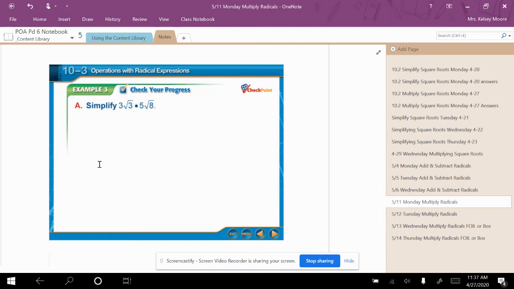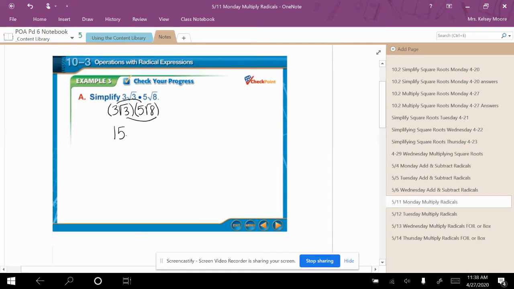of 8. This also can be written with parentheses as 3 square root of 3 times 5 square root of 8. What you are going to want to do is multiply the outside numbers together and then multiply the radicals together. So you should end up with 3 times 5, which is 15. And then the square root of 3 times the square root of 8 is the square root of 24. Now, this is not your final answer because the square root of 24 can be broken down.